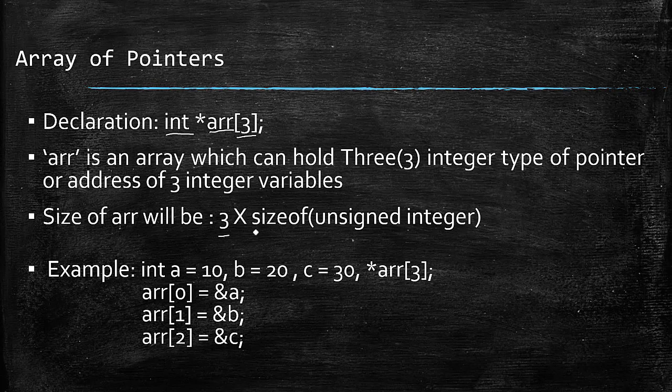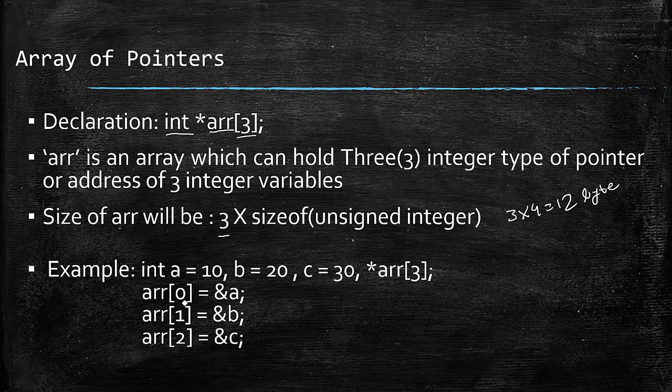For our consideration, it will be 3 into 4, that is 12 byte for the compiler we are using, as ARR is an array which can hold the address of 3 integer values. So here let us take A, B and C as 3 integer variables, and ARR is an array of 3 integer pointers. So we can write ARR[0] equals to address of A, that is an integer variable.